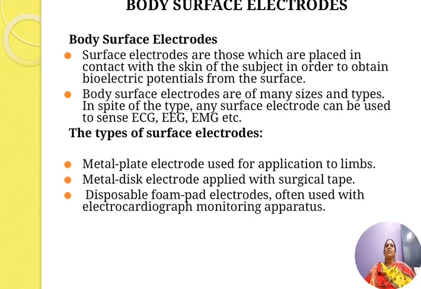The types of surface electrodes: surface electrodes are further classified as metal plate electrodes used for application to limbs, metal disc electrodes applied with surgical tape, and disposable foam pad electrodes, often used with electrocardiograph monitoring apparatus.